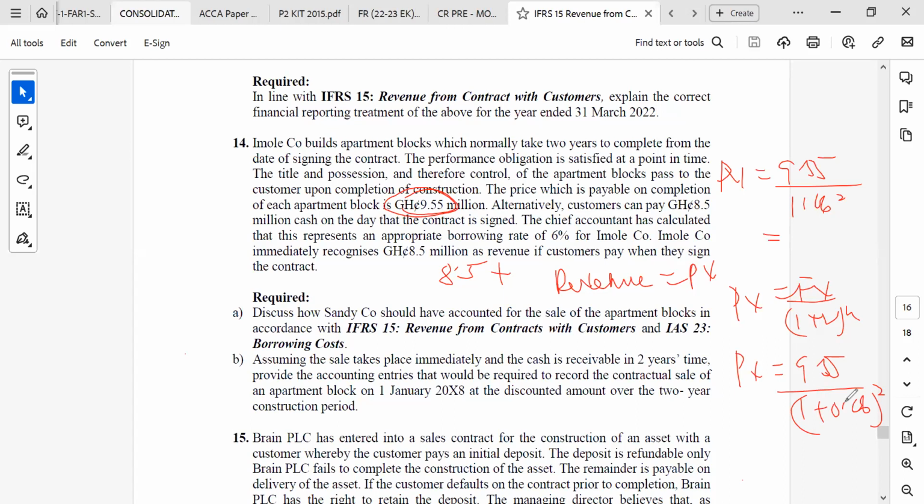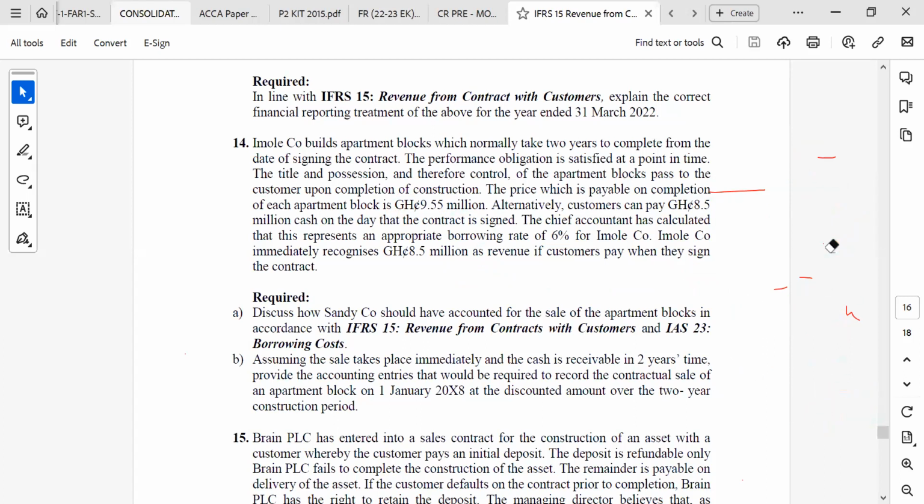And at the end of every year, they have to be increasing the present value, because they are going to be receiving 9.55. So you have to be compounding it at the end of every year. So at the transaction date, the company will recognize revenue at the present value of the 9.55, discounted at the borrowing rate of 6%. At the end of the year, you increase the present value by 6%, and that will be treated as finance income. So every year you calculate it for 2 years. Okay, that is very simple.